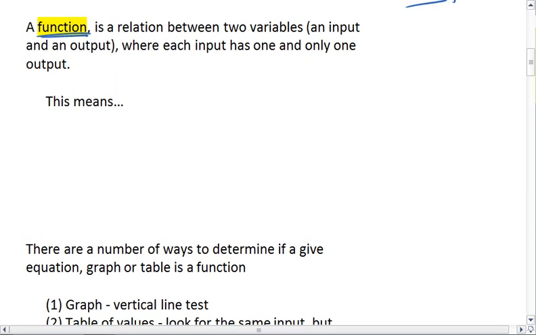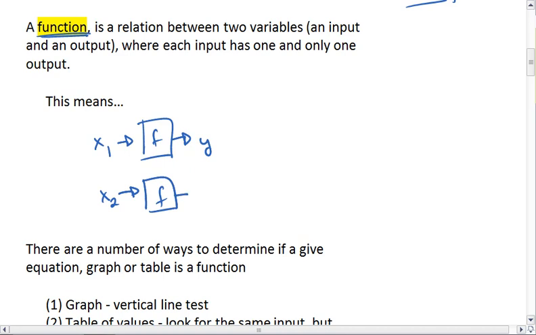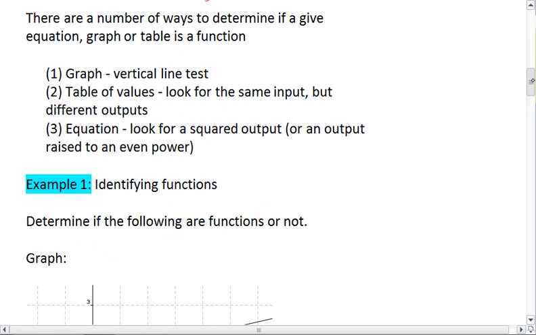This means kind of what I went over above, but also consider this. I can plug in 2 different x's to the same function, and it's alright if I get the same y. That's okay, because still we're seeing that each input has only one output. This will be easier to explain with an example.